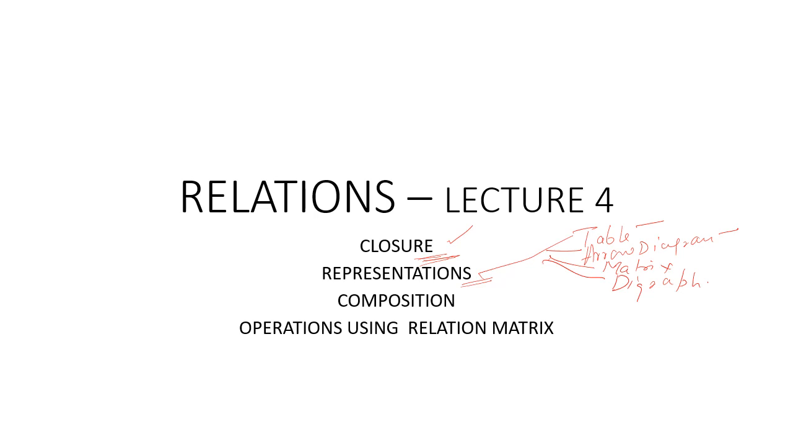Then we have composition, where we can combine two relations. Right? This is another type of operation. Just like you have studied the union, intersection and symmetric difference operations, composition is another special operation that can be performed on two relations. And then we'll see how to perform the various relation operations by using the matrix and digraph. Right? Okay, let's proceed.